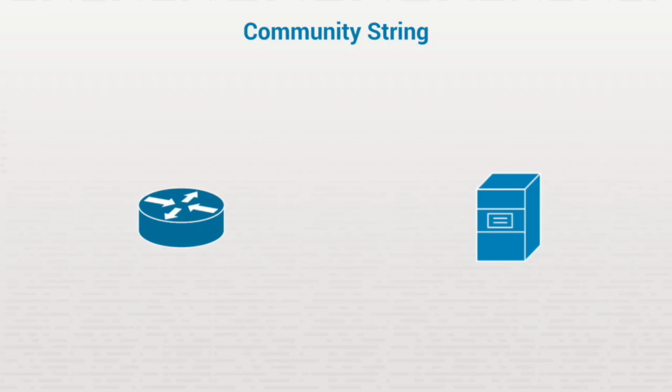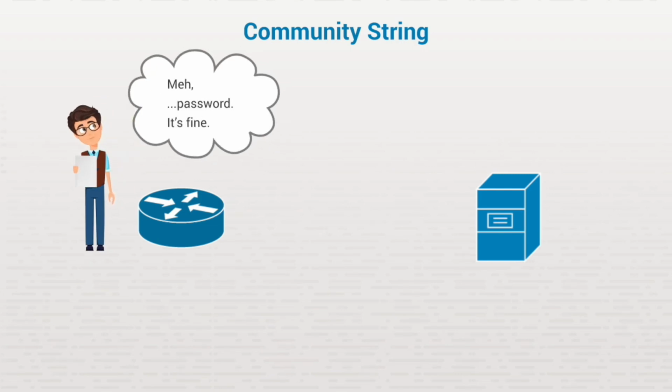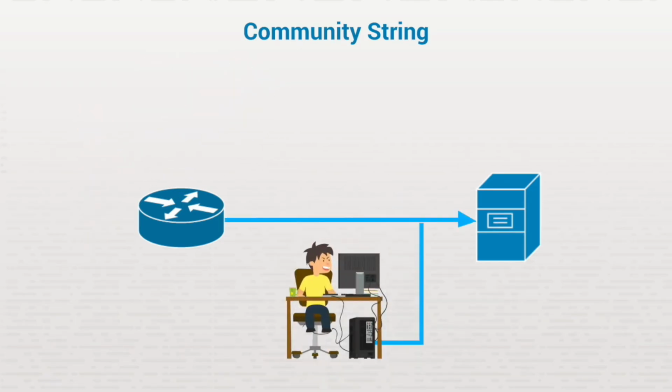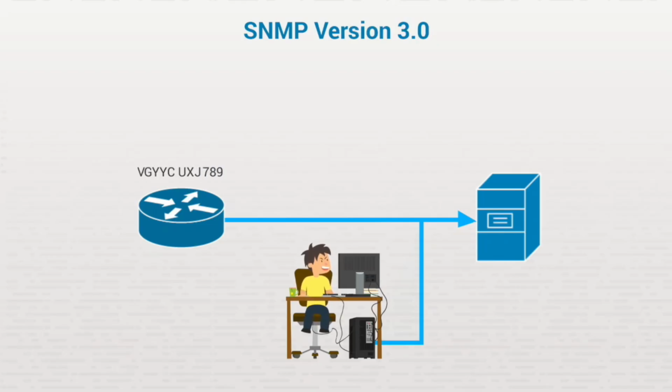The default password was the same for every device, and many people never bothered changing it. Because these passwords were transmitted in clear text and had no encryption, they were incredibly easy to intercept. A malicious user could modify information on the device and cause some serious problems without even breaking a sweat. SNMP version 3 has addressed many of these issues, and it's much more secure. It encrypts all passwords and uses more secure authentication methods between the manager and the agents. In the rest of this video, when I refer to SNMP, I am talking about version 3.0.